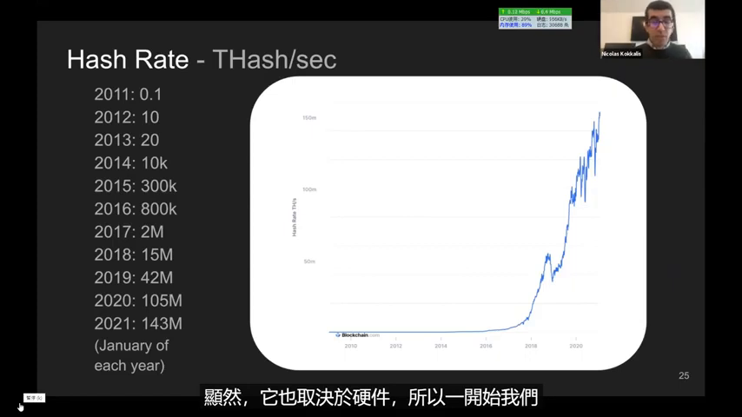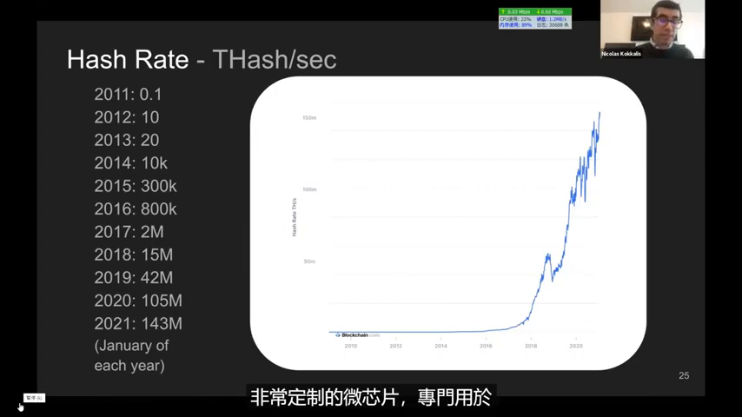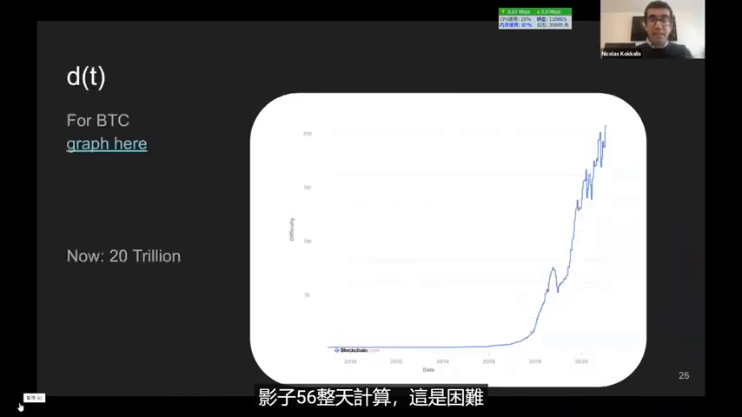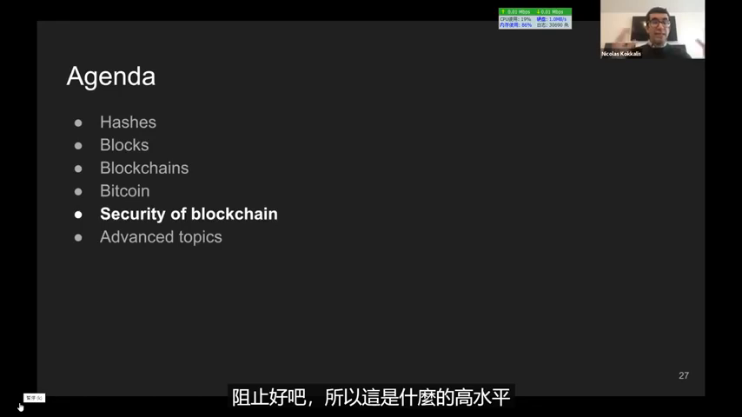So in the beginning we were having just simple computers mining, and now we have very customized microchips that are specifically doing SHA-256 computations all day long. And this is the difficulty, which is a graph that is basically following the hashing rate, because the higher the hashing rate, Bitcoin is increasing the difficulty so that it can stay stable at about 10 minutes per block. Okay, so this is the high level of what we did last week.